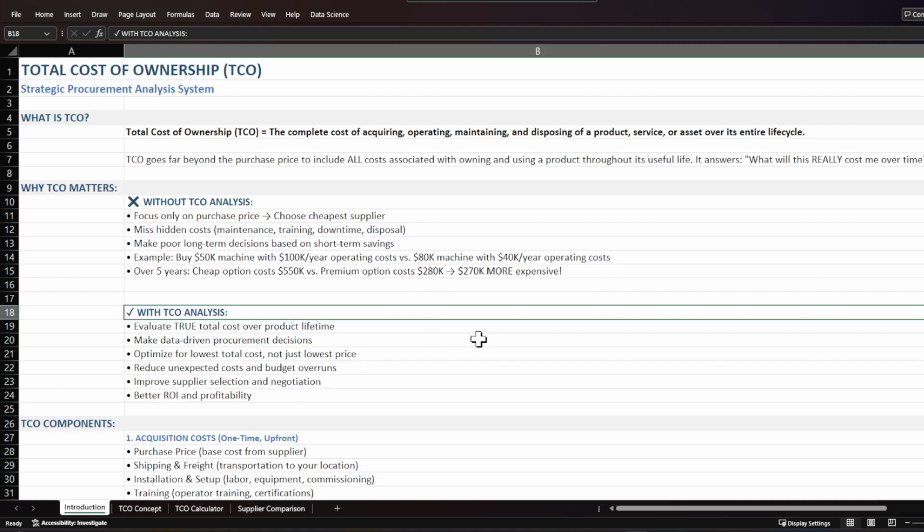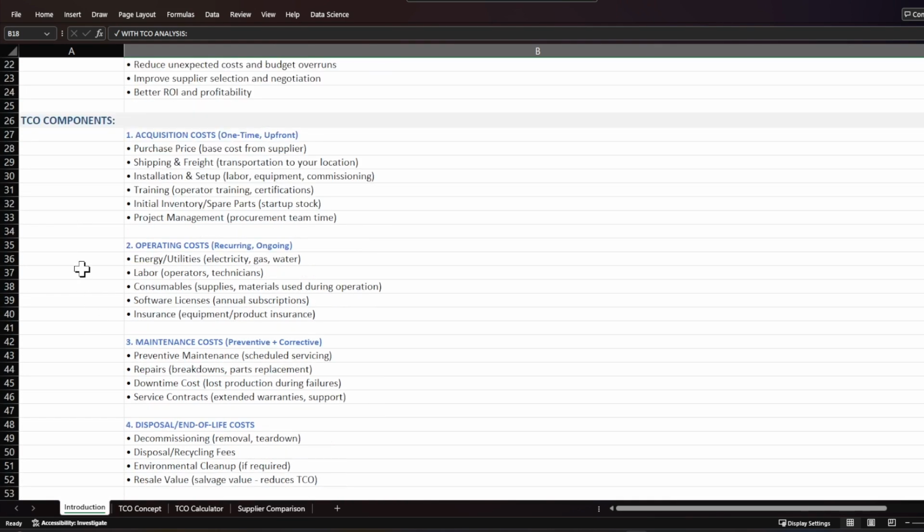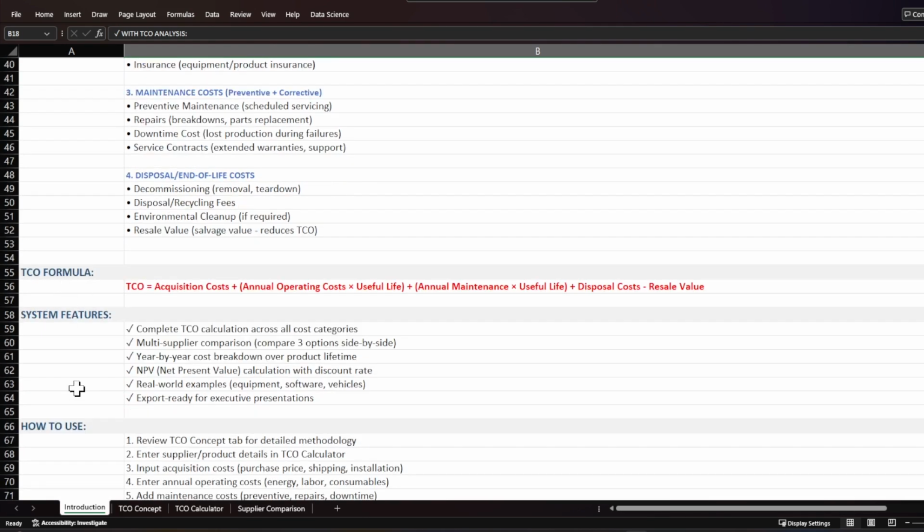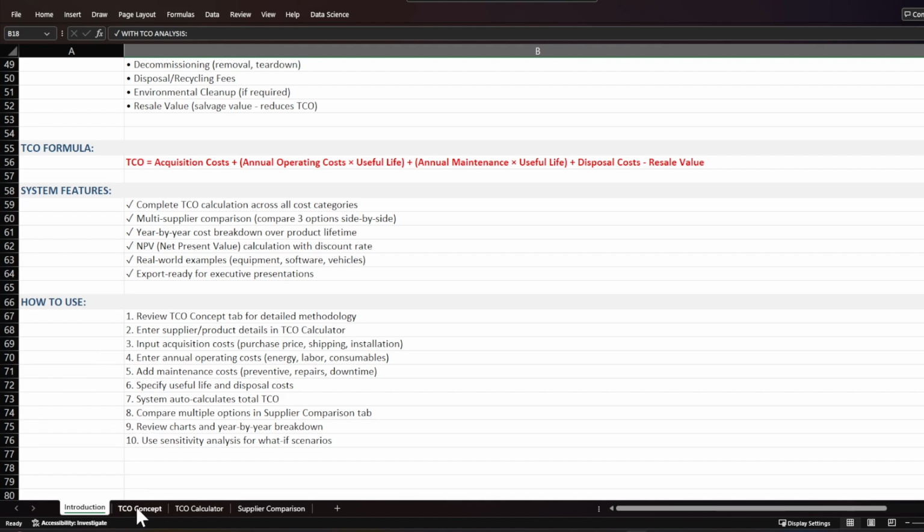Let's start. The first step is the introduction, where we are talking about what TCO is, why it matters, what the components and their formulas are, and how to use this particular sheet. Let's move to the TCO concept.